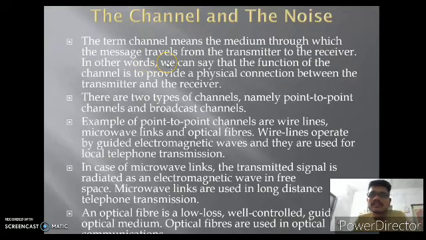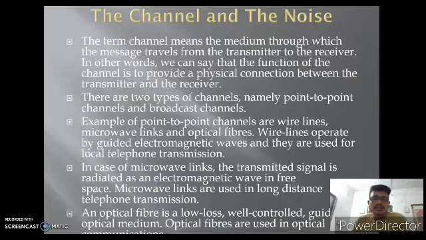In other words, we can say that the function of the channel is to provide a physical connection between the transmitter and the receiver. There are two types of channel, namely point-to-point channel and broadcast channel. Examples of point-to-point channels are wire lines, microwave links and optical fibers. Wire lines operate by guided electromagnetic waves and they are used for local telephone transmission. In case of microwave links, the transmitted signal is radiated as an electromagnetic wave in free space. Microwave links are used in long distance telephone transmission.